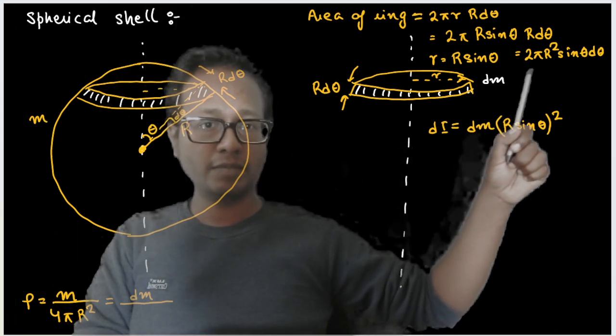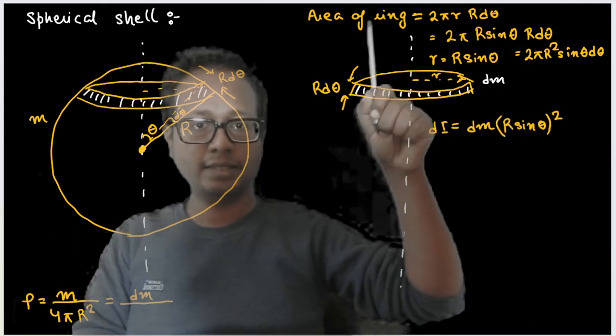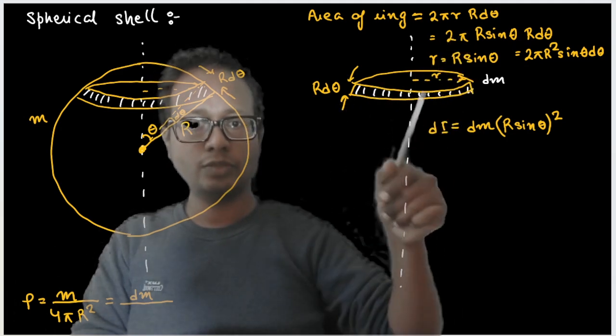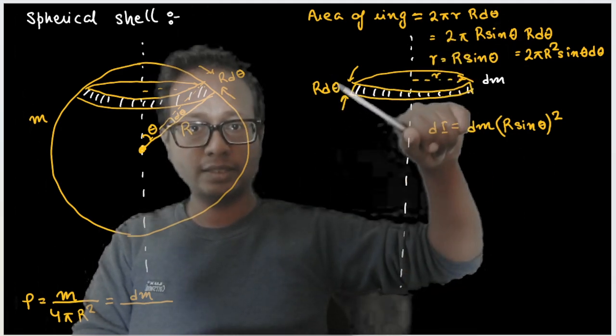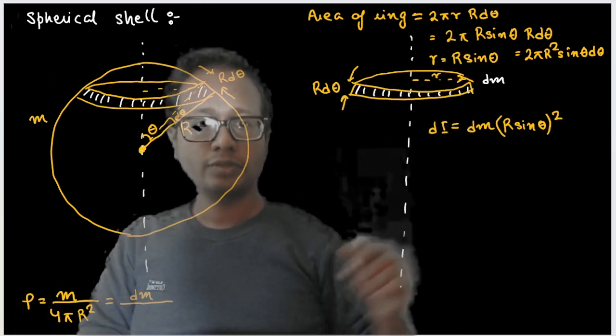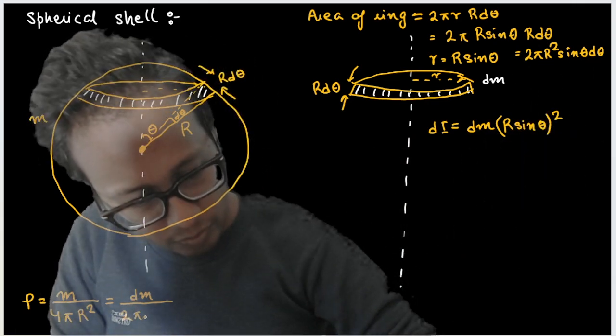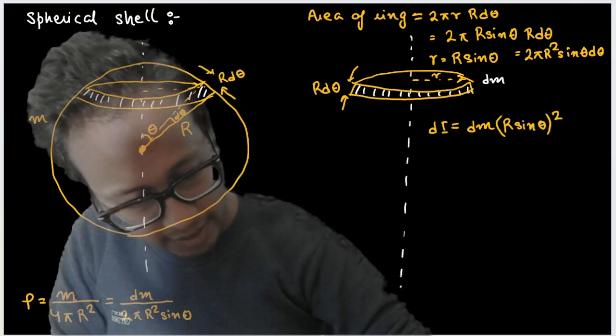The surface area of this ring is nothing but 2 pi R square sine theta d theta. The area of the ring is 2 pi r into thickness, and the thickness is R d theta. So the surface area of the ring is 2 pi R square sine theta d theta.